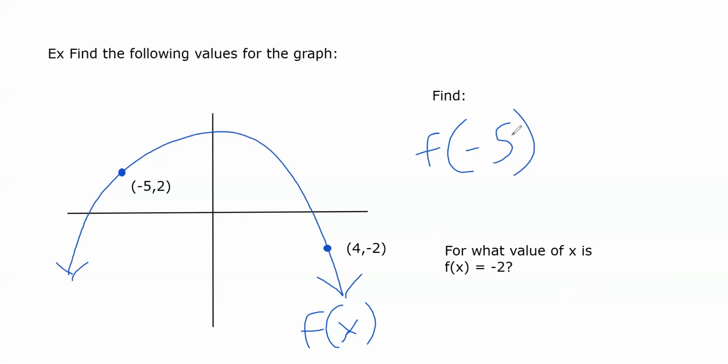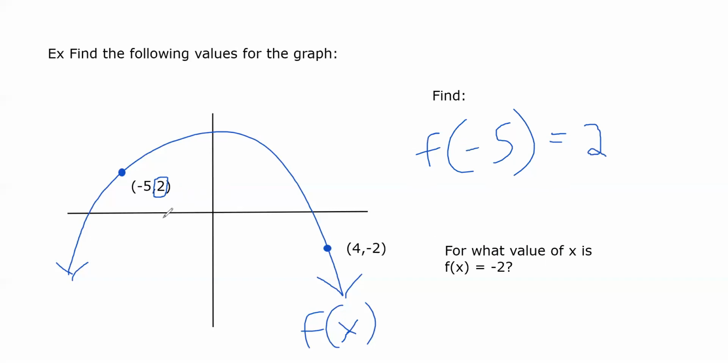F of negative 5, what that means is plug a negative 5 in for x. What y value does that spit out, guys? Everyone shout it out, with a reasonable shout. 2 is correct. I heard you guys. Very good, yes. And that's literally all it means.